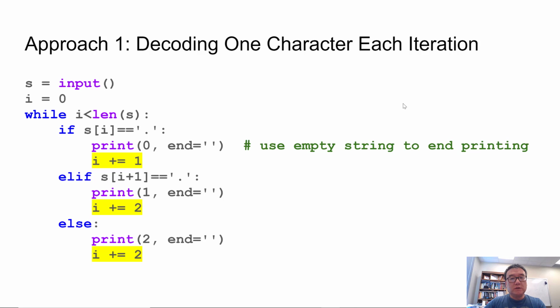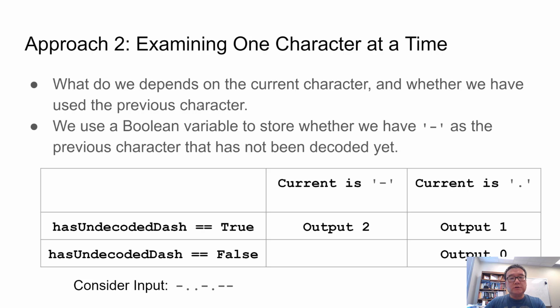So we've talked about one approach to solve this problem for decoding this string. Now we are going to look at another approach. In this approach, we are going to have one loop that just looks at one character at a time, and then we decide what to do based on the current character.